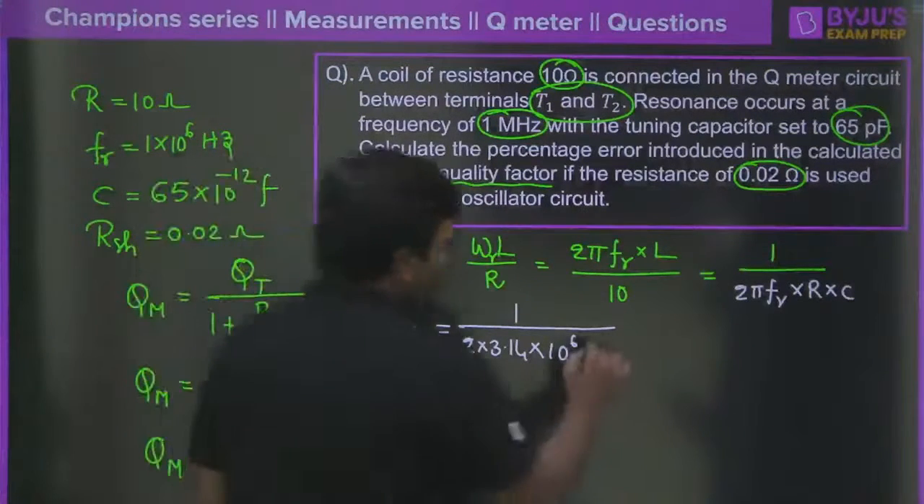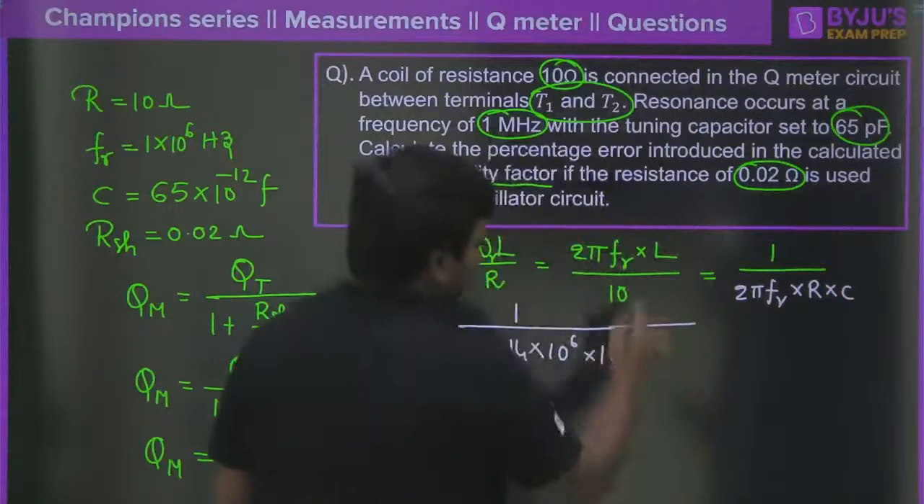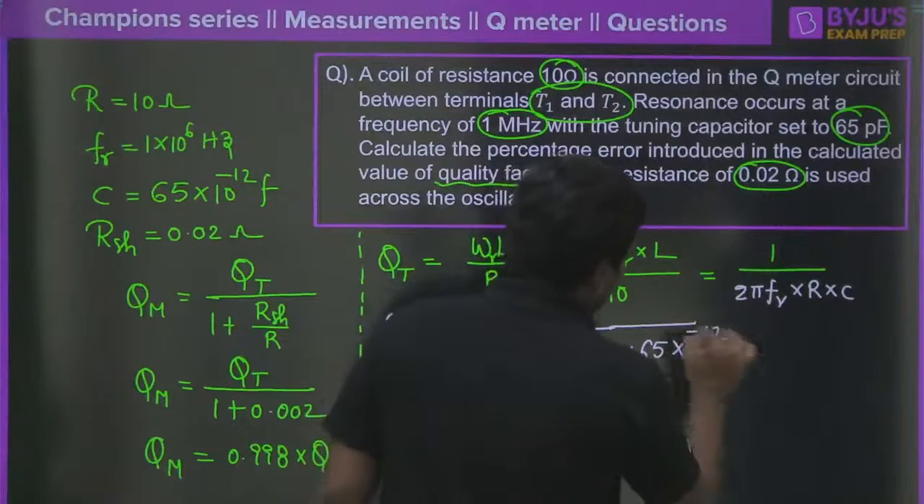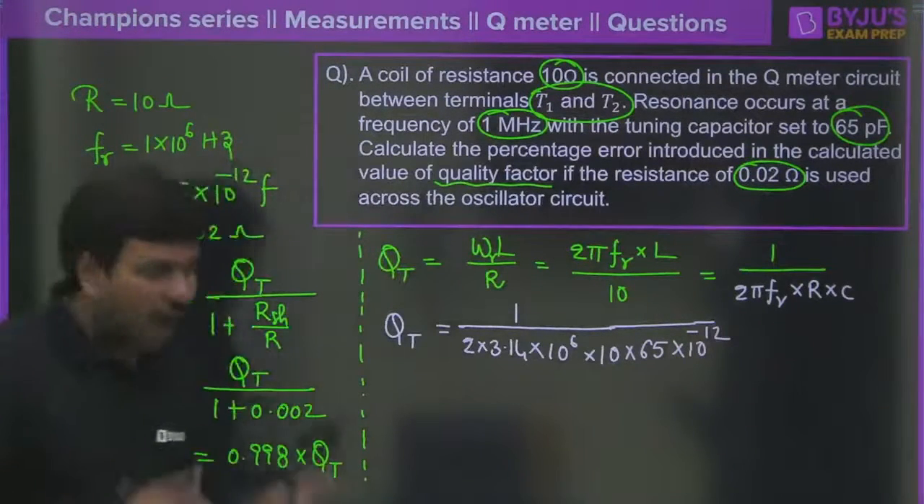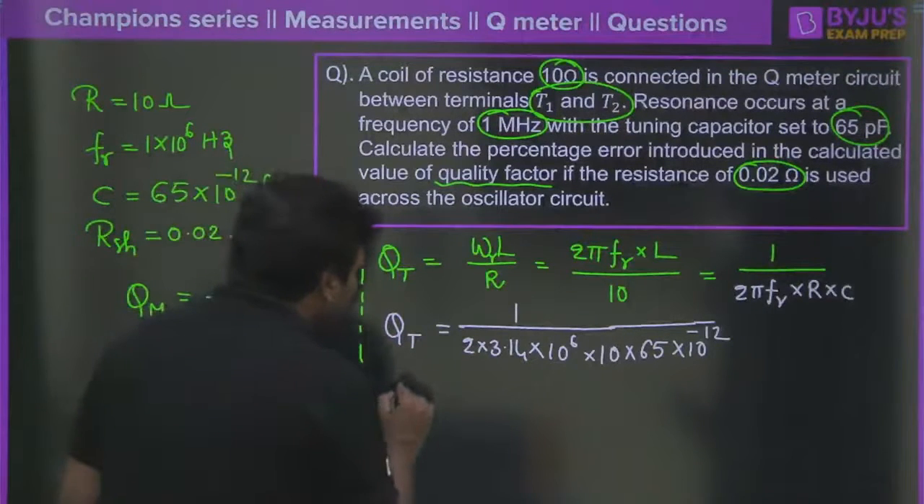10. Very good. What is the value of C? 65 picofarad. So let me write down 65 into 10 power minus 12. Clear? Now I am leaving the homework to you, because if you solve this, you will be getting the true value of this one, correct?